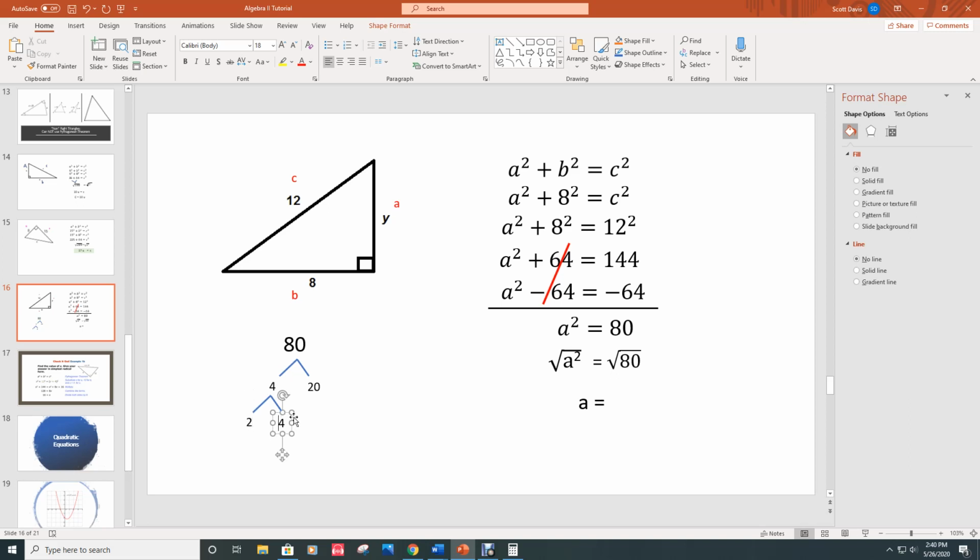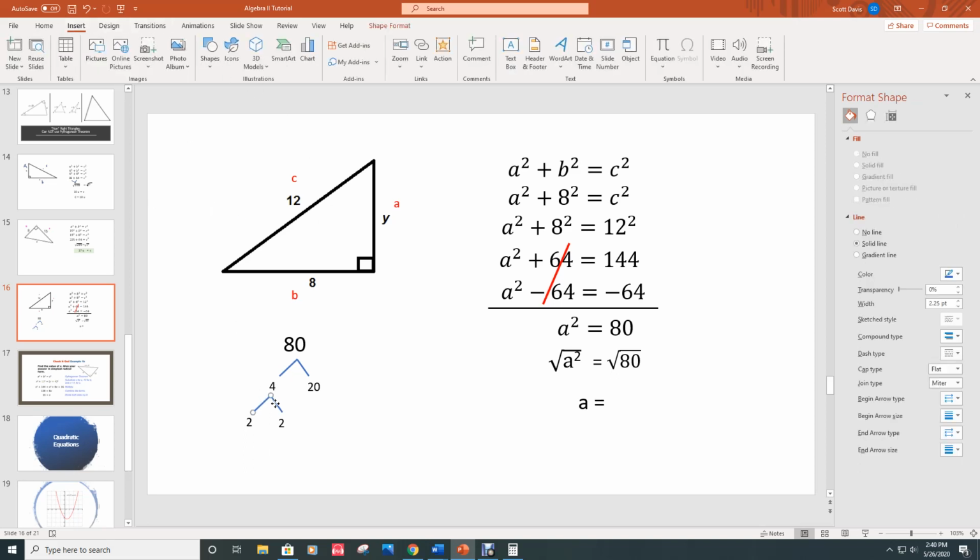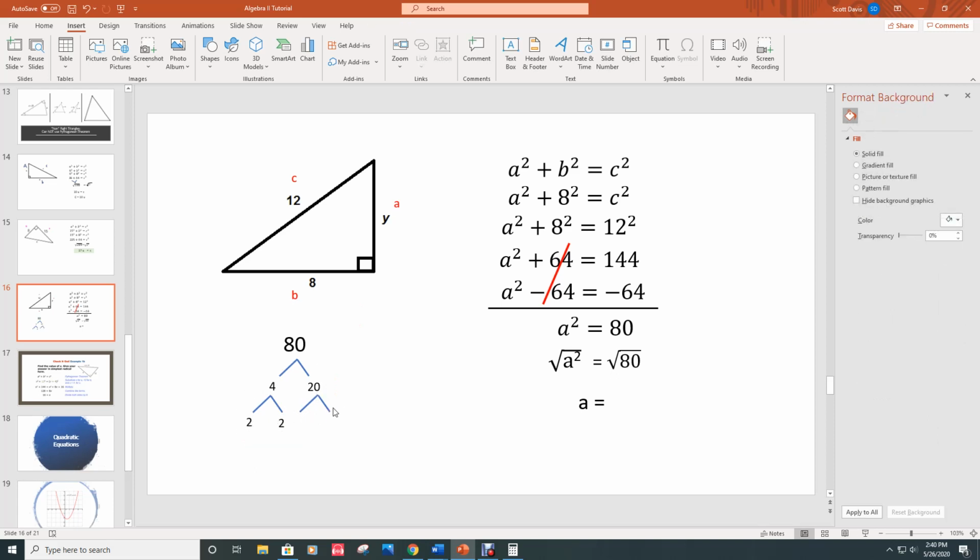2 times 2 equals 4. Okay. Now, what times what can equal 20? I know 4 times 5 can equal 20. So let's get that in there. Now, can I break this down into another square root here? I can. We just did it right here, right?